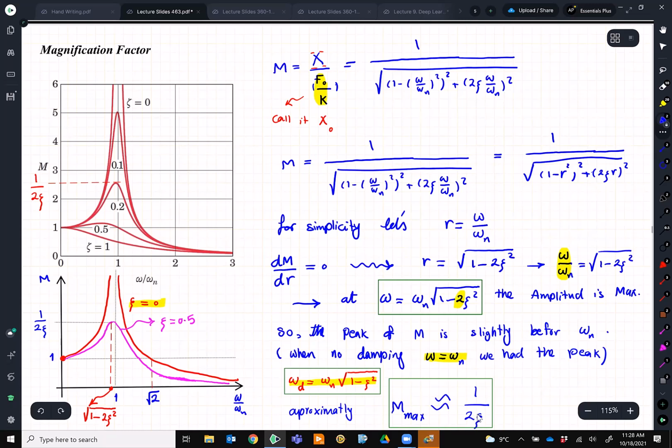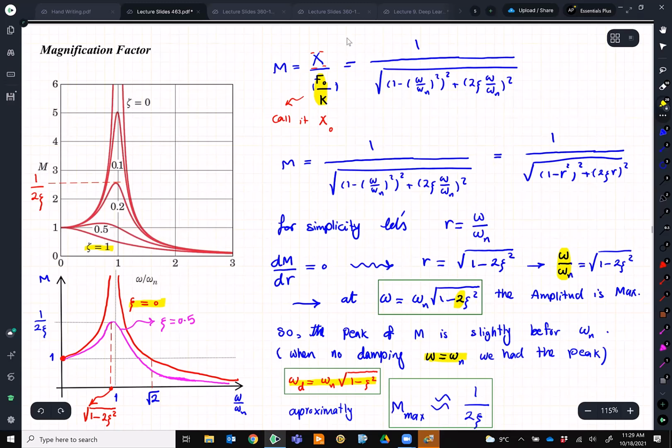Zeta is usually a very small number, so it means m is a big number, it's not small. When you don't have damping, when zeta is equal to 0, m is infinity, and the graph is also showing it to you. In case when the damping is bigger than 1, like this one, which shows zeta is equal to 1, then when damping is bigger than 1, we'll see there is no vibration, and this m is very, very small.